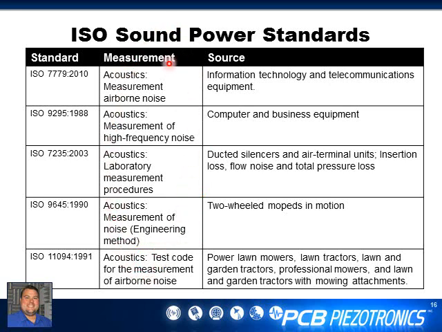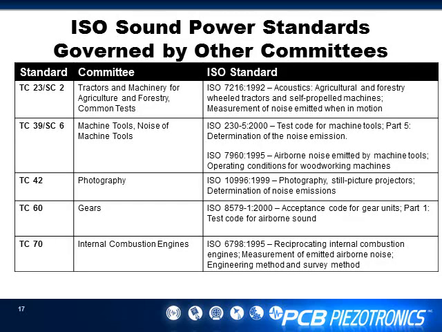These were written by people who are acousticians, and they know what they're looking for when it comes to sound power measurements. But sometimes you have other groups, other standards groups, that know they should be measuring sound, and so they take it upon themselves to perform the measurements. Because of that, you have this list of standards here, which are sound power standards that are written by non-acoustic committees in ISO. The first one is tractors and machinery for agriculture and forestry.